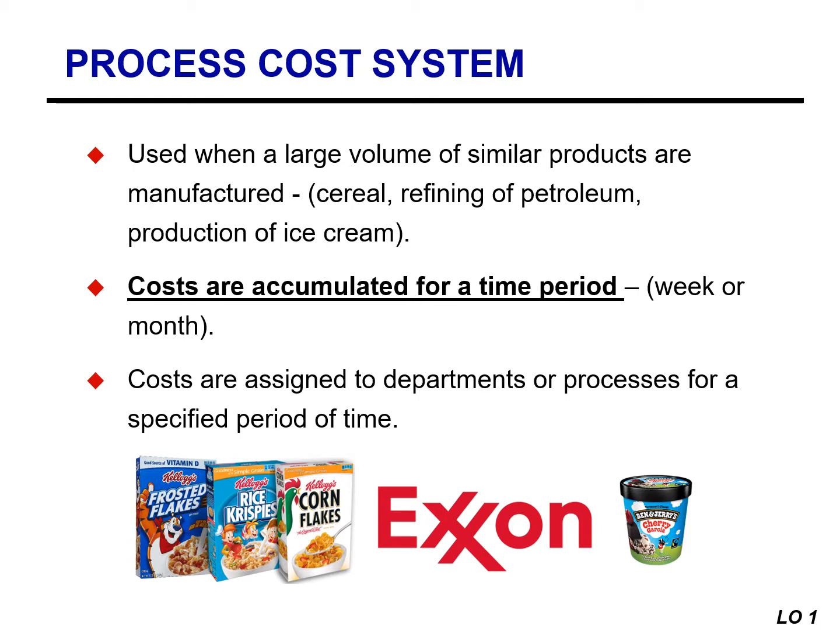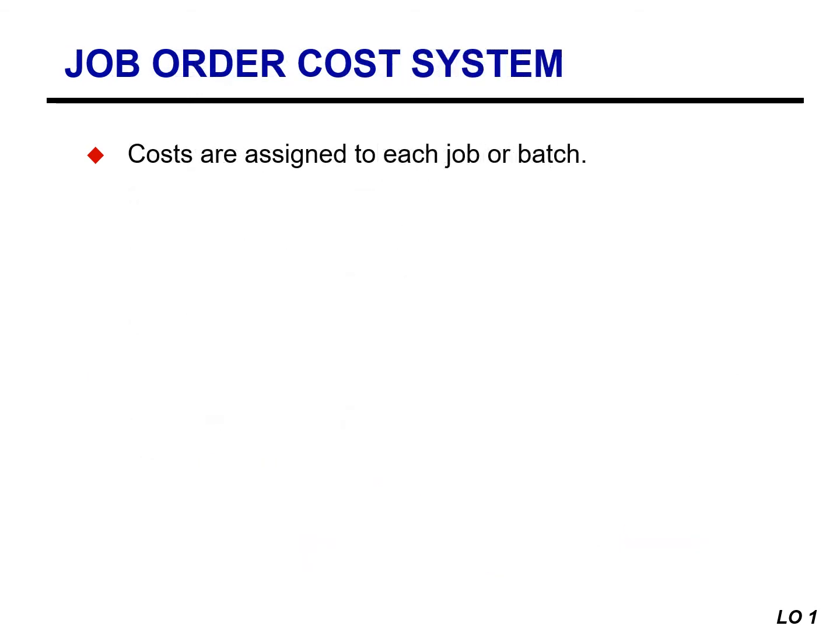Process costing accumulates product-related cost for a period of time, such as a week or a month, instead of assigning cost to specific jobs or job orders. In process costing, companies assign the cost to departments or processes for a specified period of time. We will actually discuss the process cost system in the next chapter. Our focus in this chapter is on job order cost system.